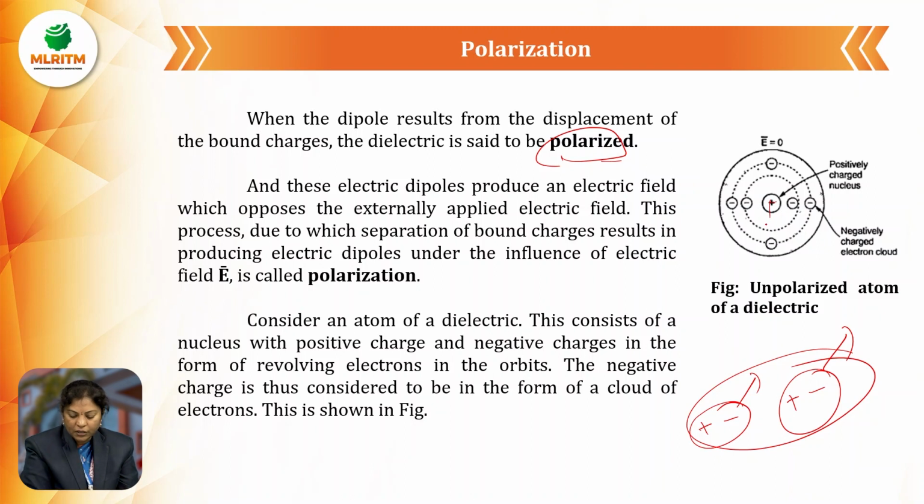For that, I am considering a dielectric which consists of a nucleus, which is positive charge, and negative charges in the form of revolving electrons in the orbits. So these are moving like this. The negative charge is considered to be in the form of a cloud of electrons. So this is a cloud of electrons, which is shown here.